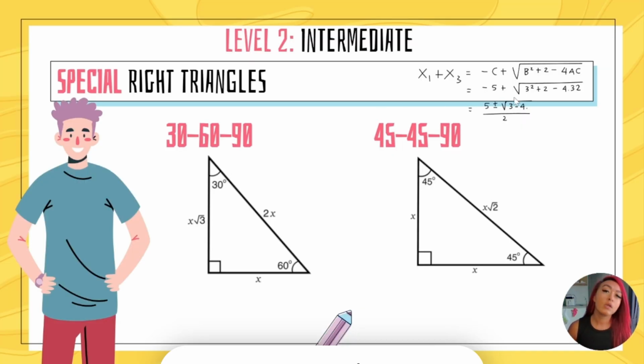In Level 2, we're going to look at some special right triangles, and then we'll look at how to use the trig functions to solve for a side. So there are two types of special right triangles. It's the 30, 60, 90 triangle and the 45, 45, 90 triangle. And when you have right triangles with these specific angles, right, the sides of the right triangles follow these rules.